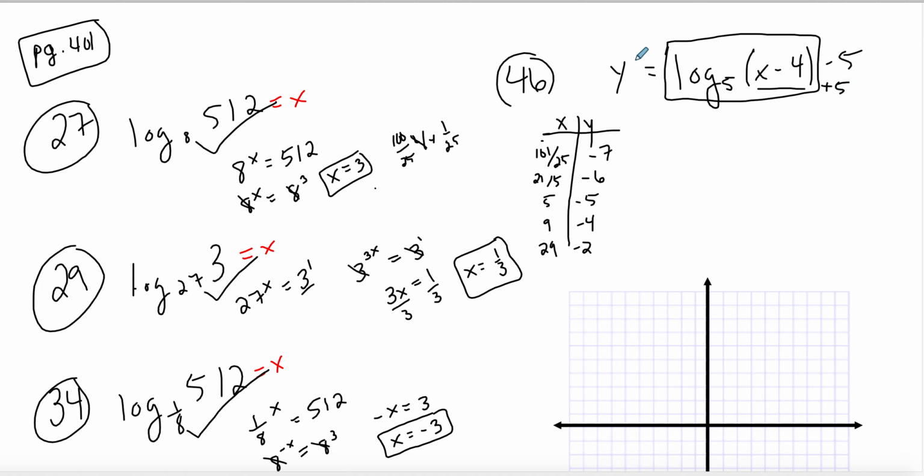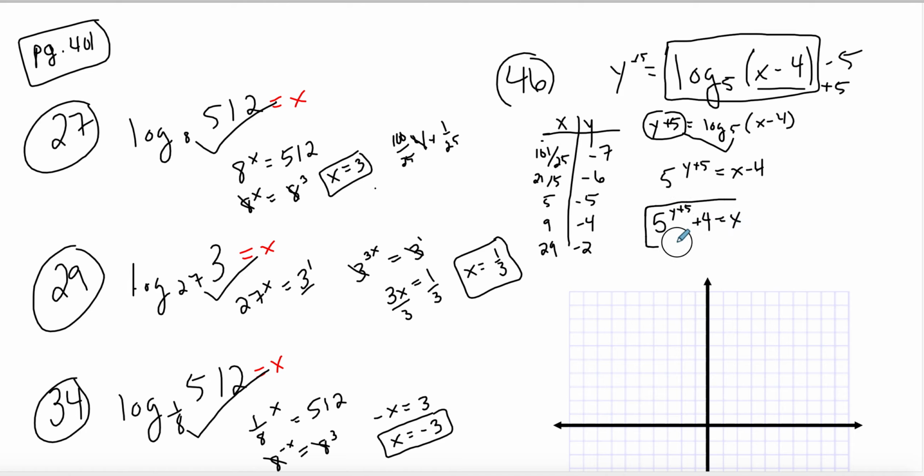So move the 5 over, and then you got y plus 5 equals log base 5 of x minus 4, and now you can check mark it. Okay, that whole thing right there, that whole group there goes as the exponent for 5. So 5 to the y plus 5 equals x minus 4. And then move the 4 over. And then that's what we're going to graph now. Okay?